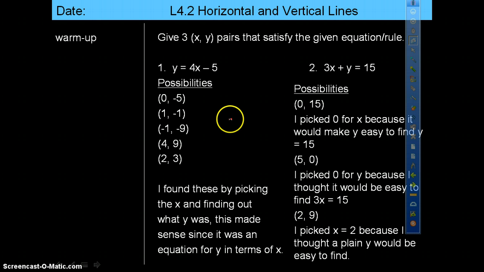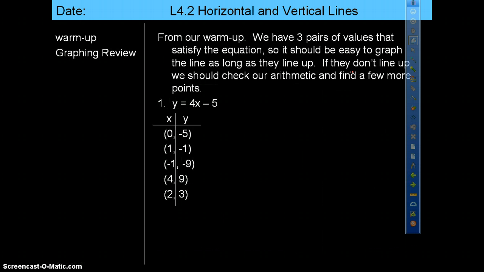In this case, I picked 0 for y because if I knew that this y was 0, that would make the whole term 0, and 3 times something equals 15. Another point is (2, 9). In this case, I picked x equals 2. The reason why I picked the x was because the y was all alone. It seemed like it would be easier to find. As soon as I knew that x was 2, this whole term was a 6, and 6 plus 9 equals 15. The reason why we're starting with this warm-up is because that reminds us of graphing.